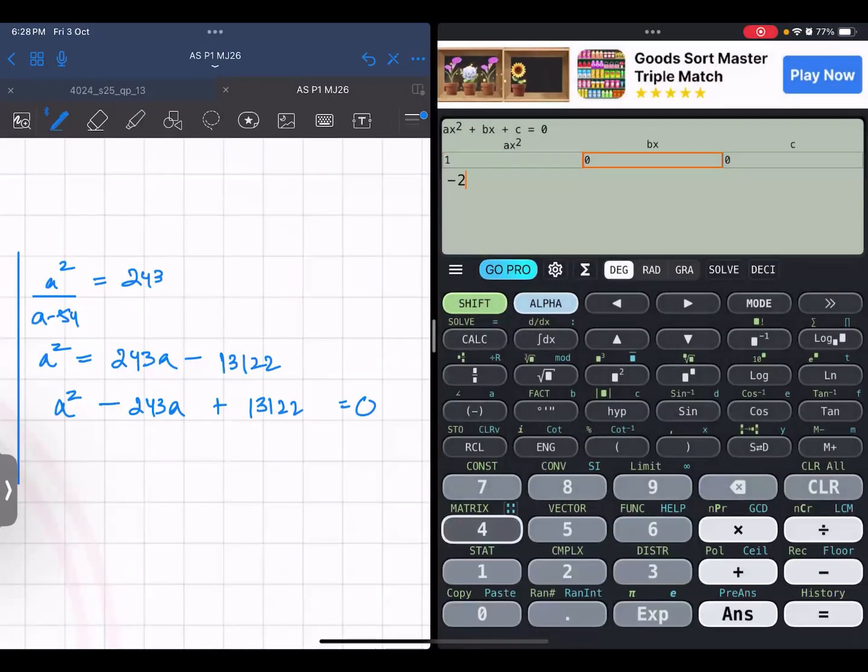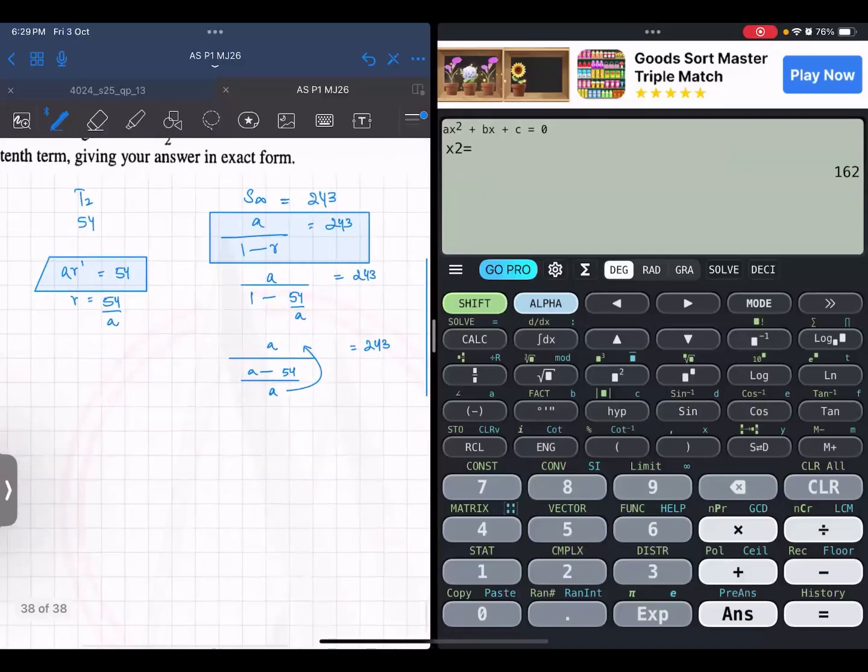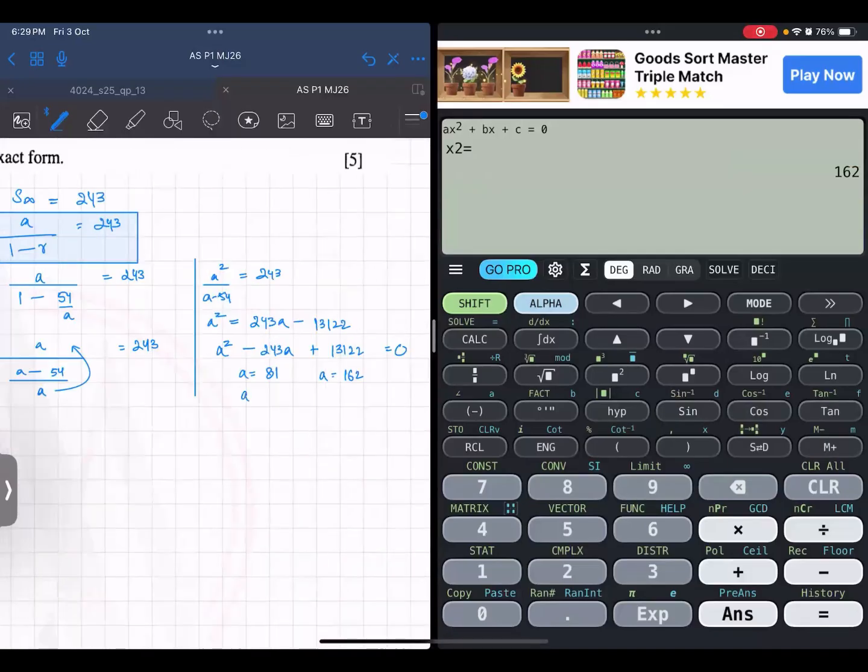1, minus 243, 13122. So your A is 81 or your A is 162. A is 81 and A is 162. Now you find the value of R. R is 54 upon A.